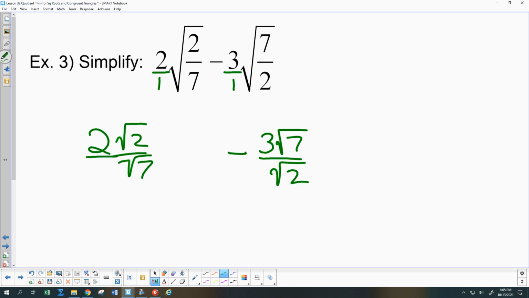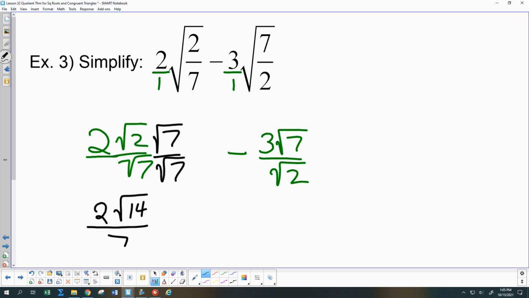Now I do the same thing. So, Ella, what do you want to do to the first one? Multiply by root 7 and root 7. Sounds good to me. So that will give us 2 root 14 over a regular 7 minus the second thing.